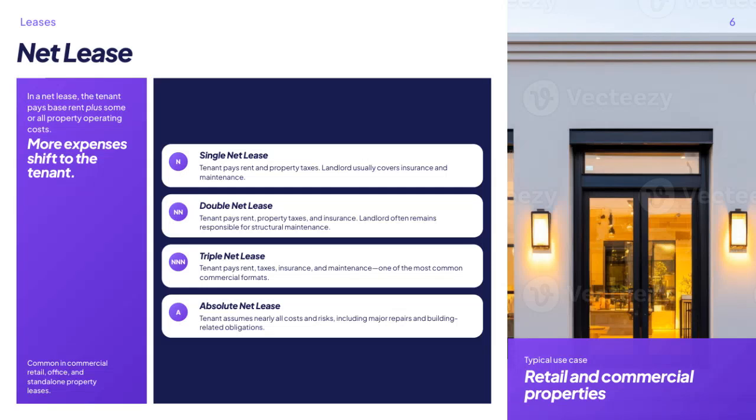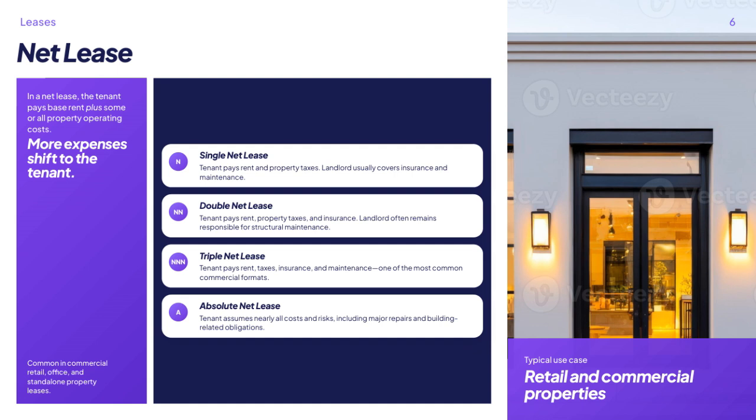Let's talk about net leases, which are quite common in commercial real estate. In a net lease, the tenant not only pays the base rent, but also covers some or all of the property's operating expenses. This means more costs are shifted to the tenant compared to a gross lease. Starting with the single net lease, often called N, the tenant pays the rent plus property taxes. The landlord typically handles insurance and maintenance costs here.